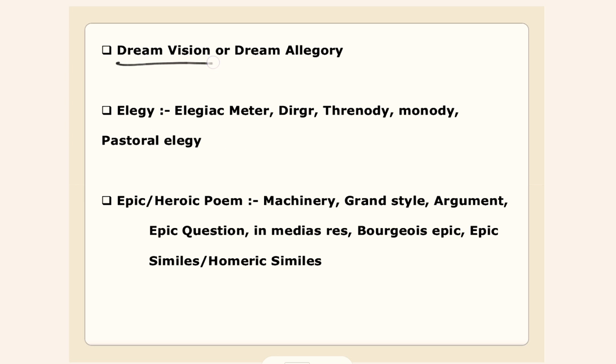Next, dream vision and dream allegory. It is a very dominant term in ancient and medieval times. Chaucer and most of his contemporaries have written in this format.